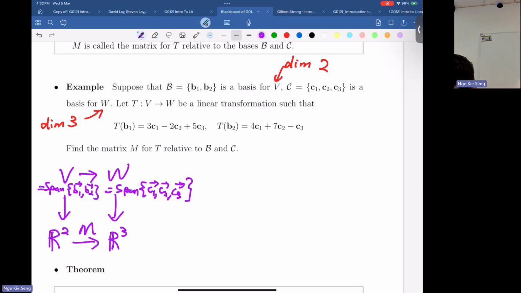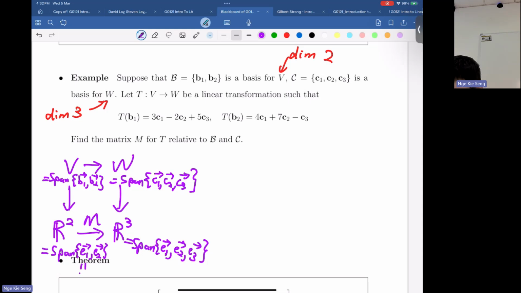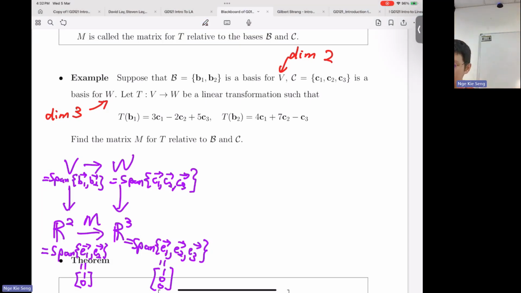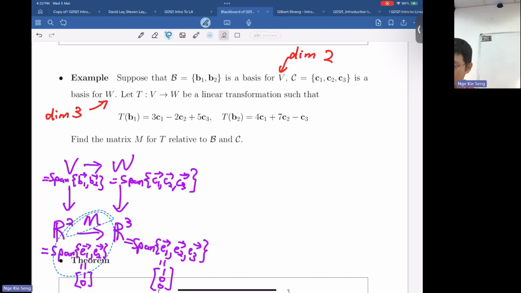Before that, R2, what's the standard basis? Spanned by E1 and E2. And then R3 is spanned by E1, E2, E3. But note that the E1, E2 here are different from the R2 E1, E2, because E1 in R2 has just 2 components, but R3 has 3 components, although we just use Ei for every dimension. Still remember how to find a linear transformation between two Rn?